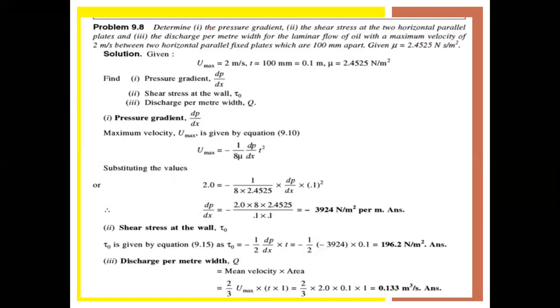Next one. A similar problem, but with some more extra. Determine the pressure gradient, the shear stress at the two horizontal plates. Third one: discharge per meter width for the laminar flow of oil with the maximum velocity of 2 meters per second between the two horizontal fixed plates, which are 100 mm apart. What's the given data here? U max is equal to 2 meters per second.